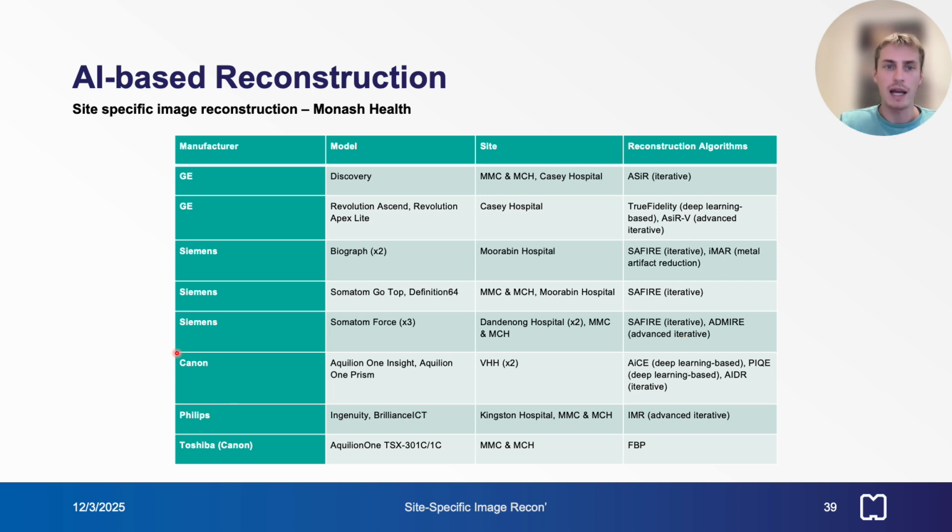We also have Canon CT scanners, which do feature deep learning based reconstructions as well as iterative. We also have some scanners from Philips, which have advanced iterative reconstructions. And finally, a scanner from Toshiba, now Canon, which uses filtered back projection.